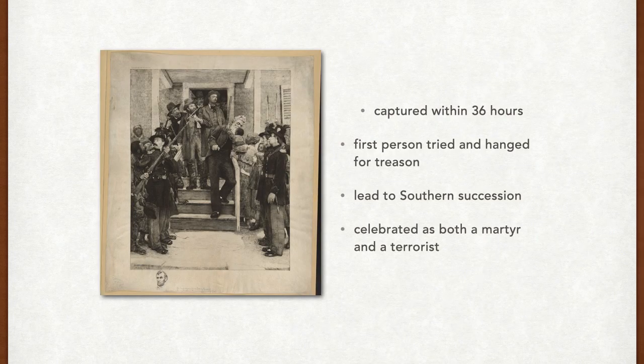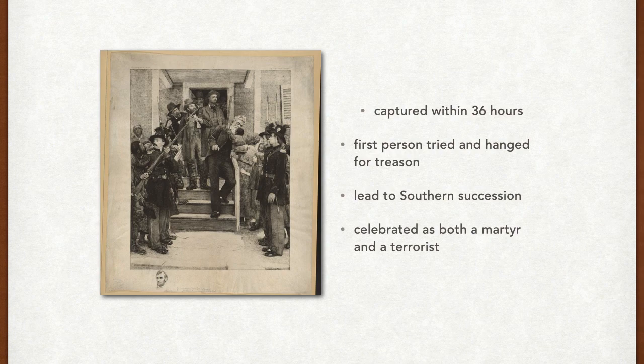Within 36 hours, those of Brown's men who had not fled were killed or captured by local farmers, militiamen, and U.S. Marines. Those Marines were later led by Robert E. Lee, who, interestingly enough, was the top general for the Confederate Army later on.